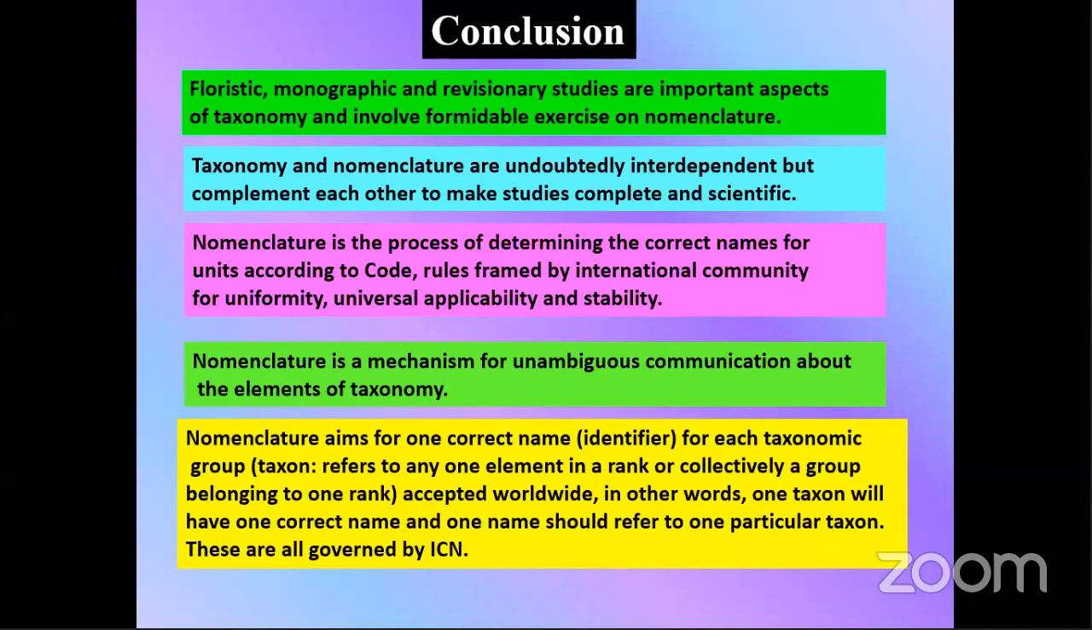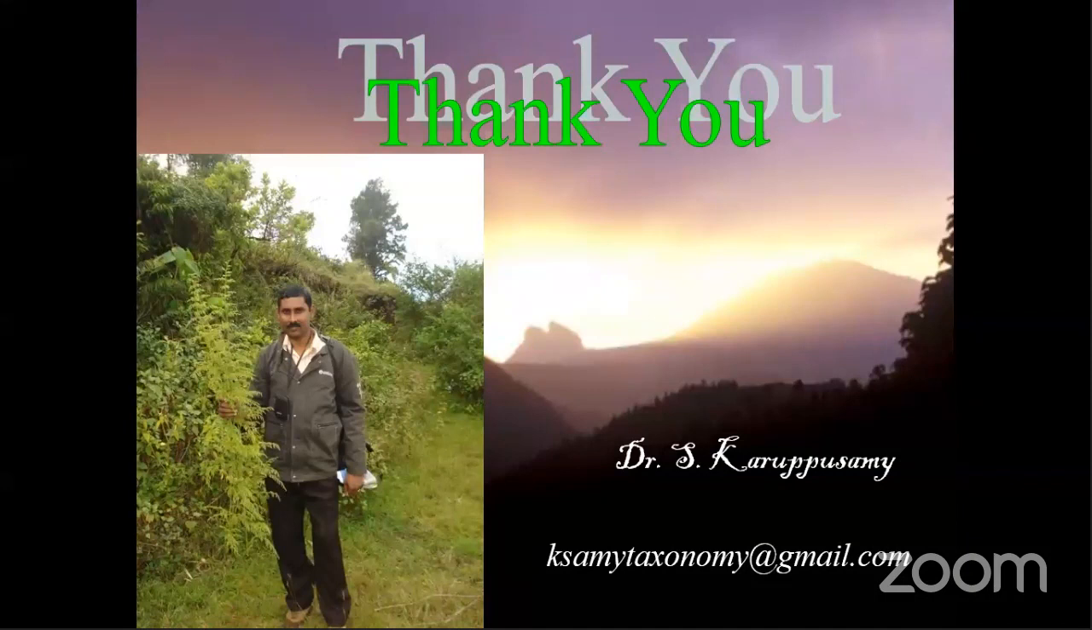So every code has tried to give the very precise correct name for each and every taxon. So these are all the things governed only by the ICN, or International Code of Nomenclature, for algae, fungi and plants.